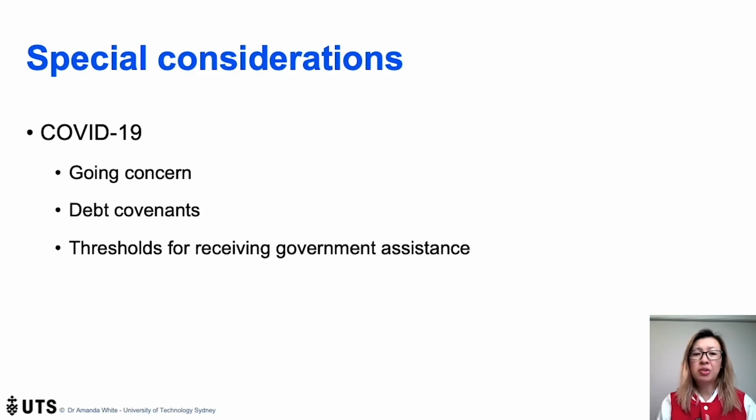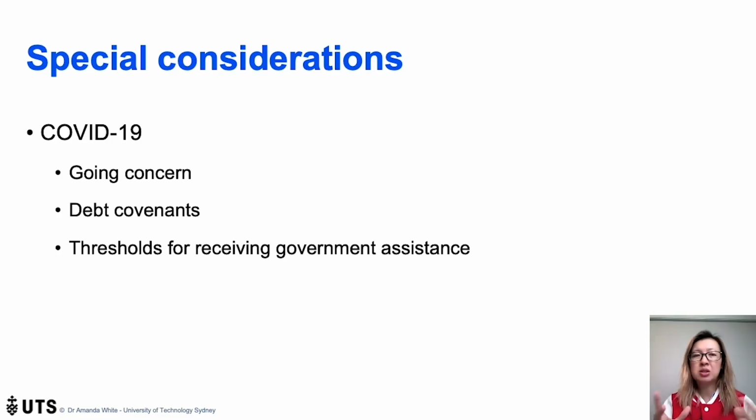The third one that I've got there is thresholds for receiving government assistance. Programs like JobKeeper, for example, are available to companies that have certain revenue levels and have seen revenue levels drop by a certain amount. So while companies might normally overstate their revenues, we might actually expect to see some understatement of revenues so that some companies might have a better chance of qualifying for JobKeeper, especially when it comes to big companies.